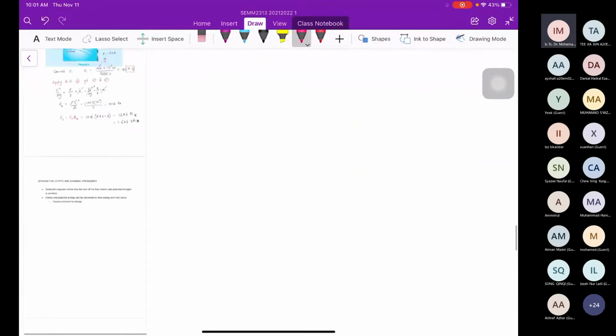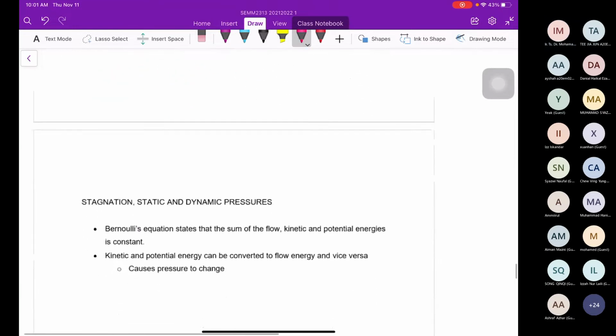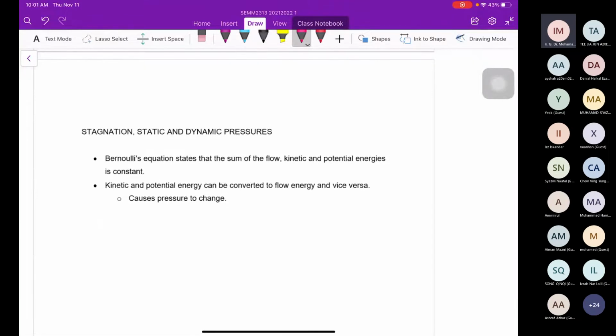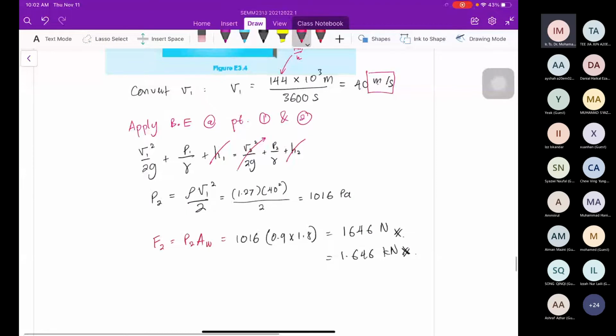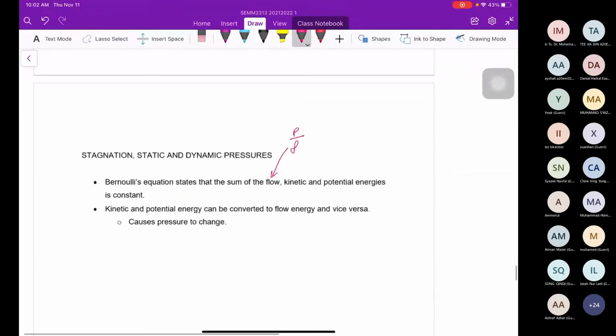Okay, now we go to the last point: the stagnation, static and dynamic pressure, when we involve the Bernoulli equation. The Bernoulli equation states that the sum of the flow, kinetic and potential energy is constant. The flow refers to P over rho, kinetic is V squared over 2, and potential is gz. The combination of these is equal to a constant. Kinetic and potential energy can be converted into flow energy and vice versa. So in order to find the pressure, you can move all this to the other side. You get the flow energy, which causes the pressure to change.